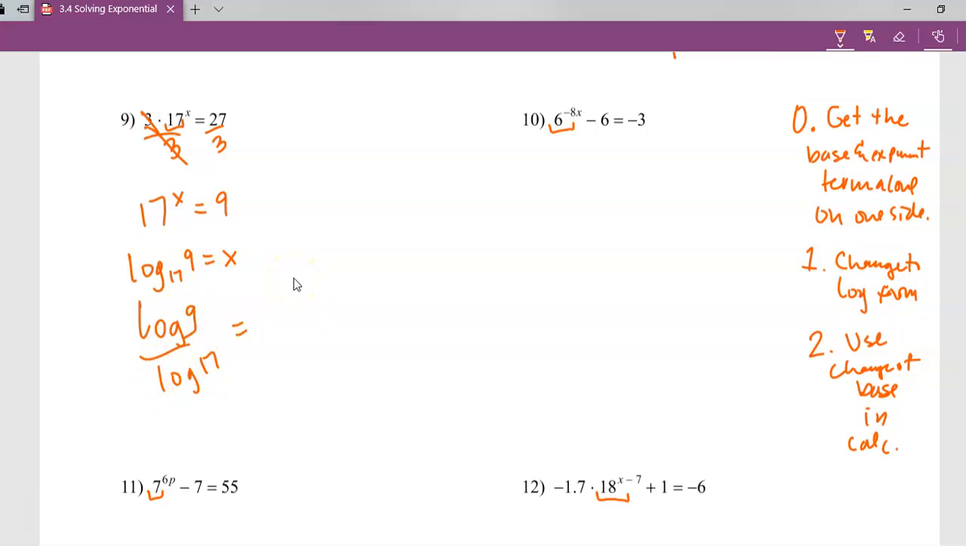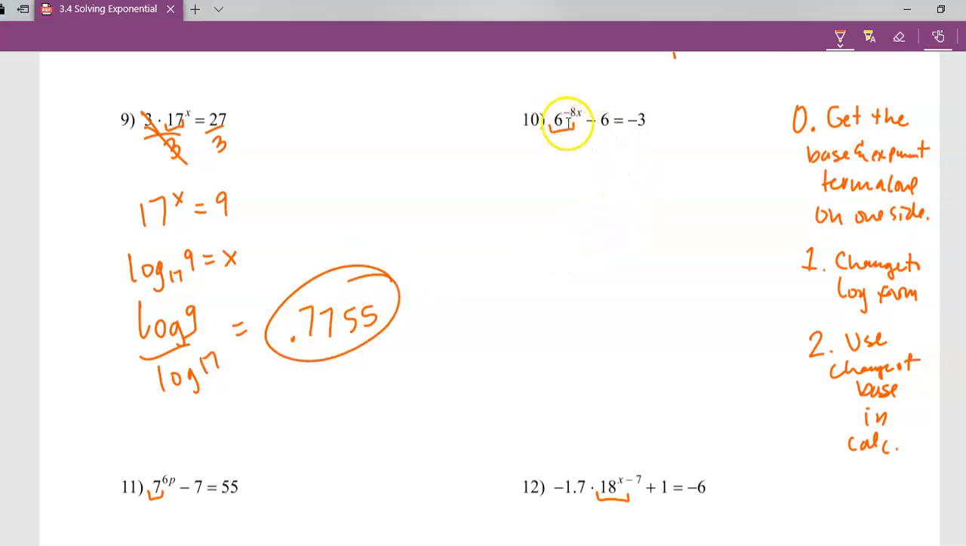Okay, so log 9 divided by log 17. It's not a bad idea, if you have a calculator, to put these in with me, because then you can make sure you're entering them correctly and you're getting the same answers.